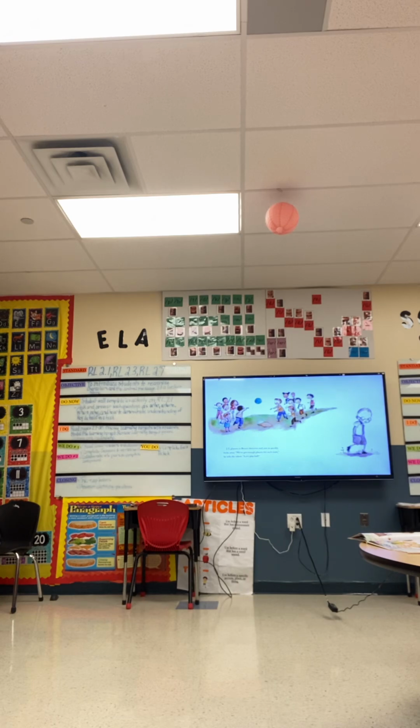JT glances in Brian's direction and just as quickly looks away. "We've got enough players for each team," he tells the others. "Let's play ball."